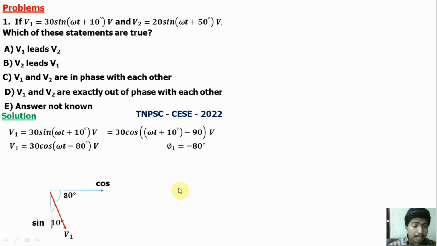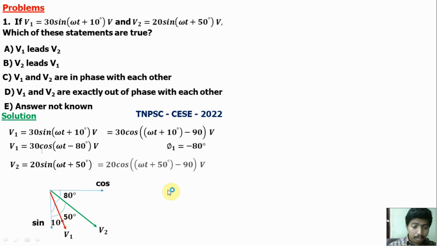Next, represent V2. V2 is equal to 20 sin(omega t plus 50). So from negative imaginary axis, 50 degree lead. Directly you may represent. Or in other words, we have to convert the sin into cos. Cos of theta minus 90 is equal to sin theta. Now simplify this equation, we'll get this. From cos axis, 40 degree lag.